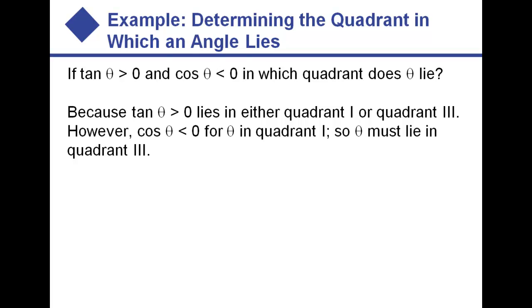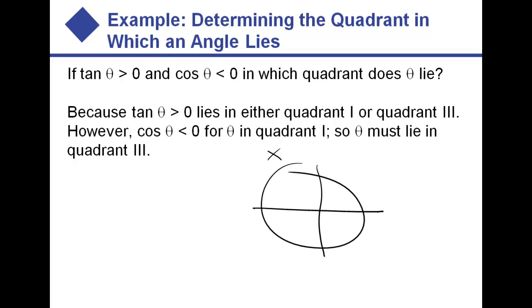How about determining the quadrant that something is in? What quadrant is a certain angle in? Well, if we're told tangent is positive and cosine is negative, we know cosine is negative over here on this half. So either this quadrant or this quadrant is where cosine is negative. In this quadrant, sine is positive, which would make tangent negative, but down here, since cosine is negative and sine is negative, tangent is positive, so we've got to be in this quadrant here.